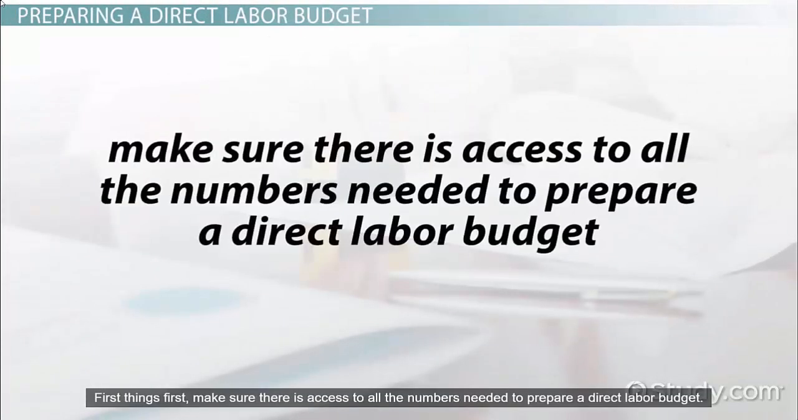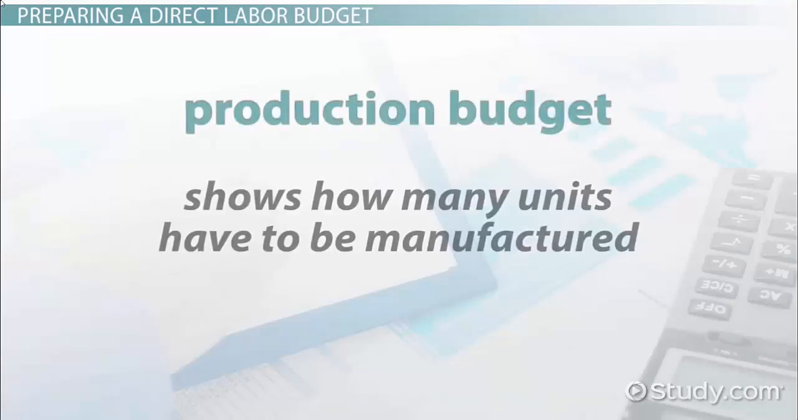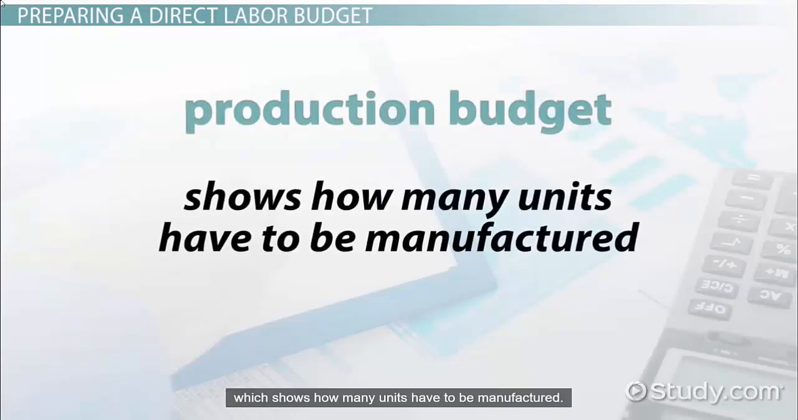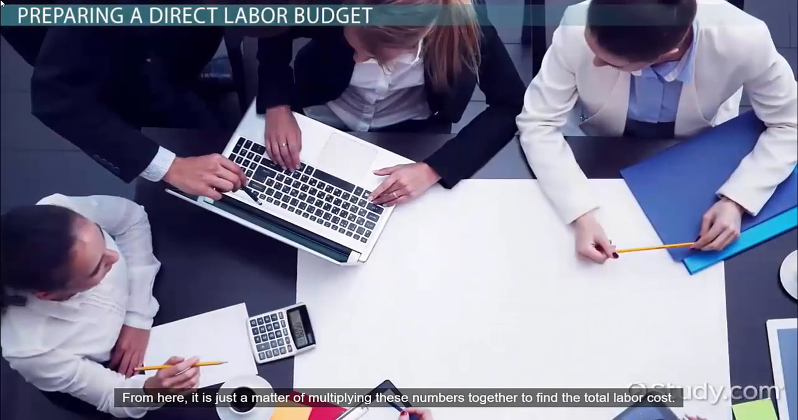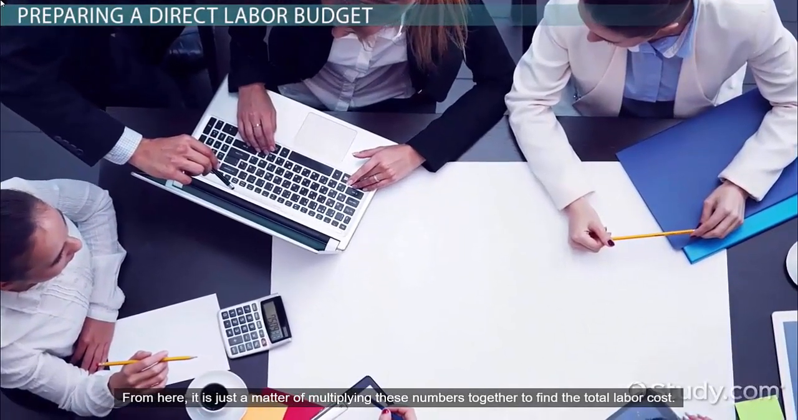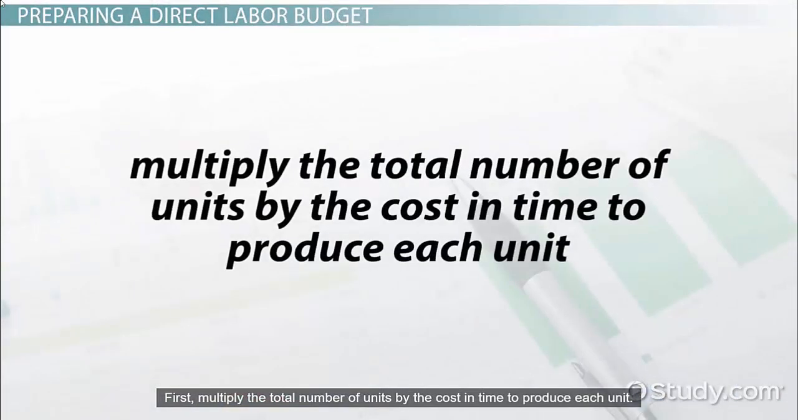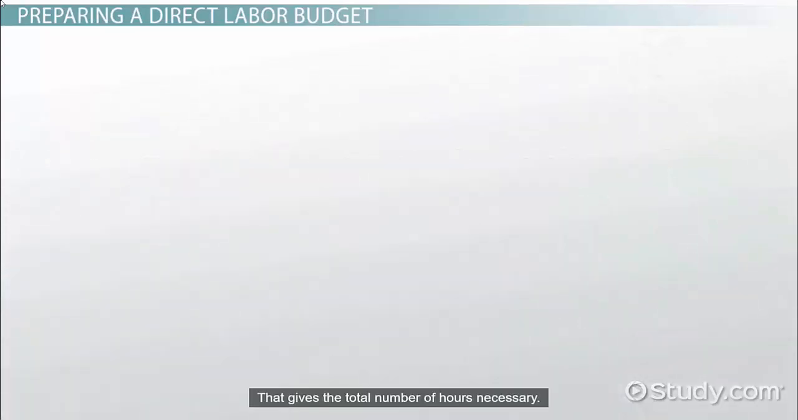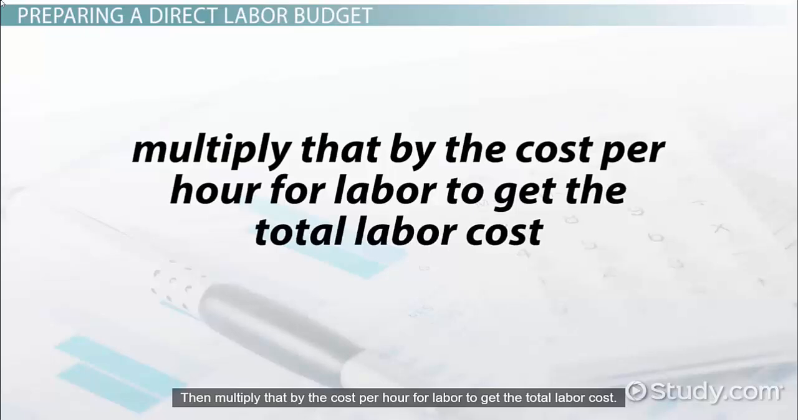First things first, make sure there is access to all the numbers needed to prepare a direct labor budget. To find those, start by looking at the production budget, which shows how many units have to be manufactured. In addition, find out the hourly cost of labor and the amount of labor needed to manufacture each unit. From here, it is just a matter of multiplying these numbers together to find the total labor cost. First, multiply the total number of units by the cost in time to produce each unit. That will give the total number of hours necessary. Then multiply that by the cost per hour for labor to get the total labor cost.